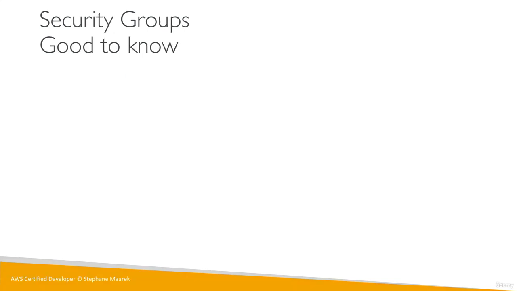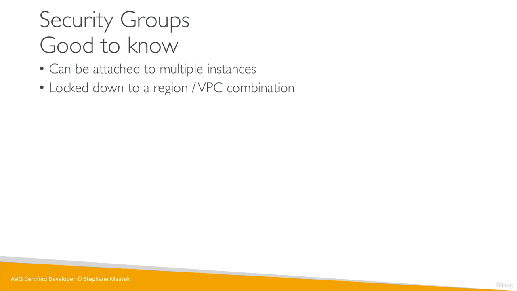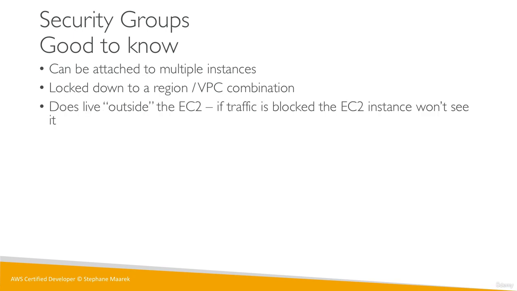Now, good to know. What do you need to know with security groups? Well, they can be attached to multiple instances. There's not a one-to-one relationship between security groups and instances, and an instance can have multiple security groups too. Security groups are locked down to a region/VPC combination. So if you switch to another region, you have to create a new security group, or if you create another VPC, and we'll see what VPCs are in a later lecture, you have to recreate the security groups.